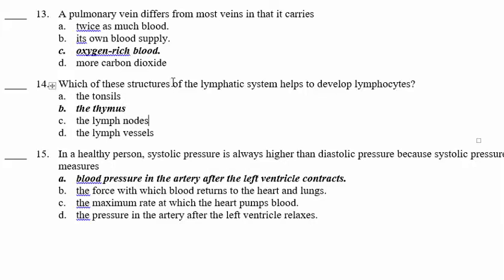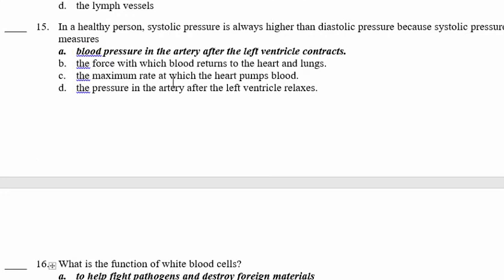Number 15. In a healthy person, the systolic pressure is always higher than the diastolic pressure because the systolic pressure measures the blood pressure in the artery after the left ventricle contracts. Whenever anyone in your family is measuring the blood pressure, you hear two numbers. A big number, which we call the systolic pressure, and a smaller number, which is called the diastolic pressure. The systolic pressure is the pressure felt in the artery when the ventricles contract, and the diastolic pressure is the pressure felt in the arteries when they relax.